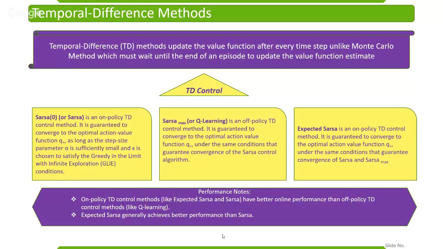And then you have expected SARSA, which is an on policy TD control method. Under the same conditions that help SARSA and SARSA Max to converge to an optimal policy, it works the same way. Performance-wise, expected SARSA and SARSA have a better online performance, whereas the Q learning methods have better offline performance. And of all these, expected SARSA is said to be the best one.